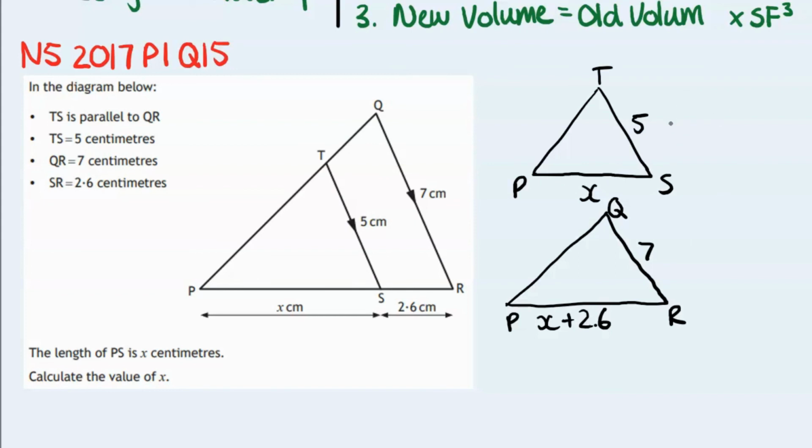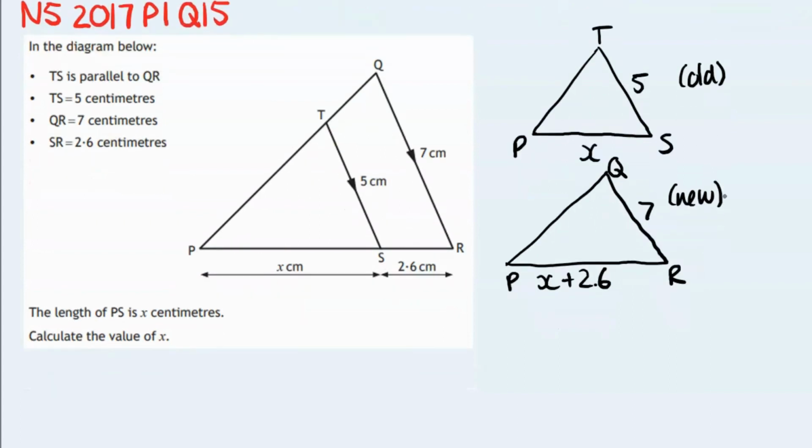So I tend to just think about it like, I'm going to enlarge a small shape to a bigger shape, so I'll call this the old shape because it's smaller. Then we're going to have a new shape which is bigger. That's the way I kind of think about it. But you'll get the same answer at the very end if you do it the other way around.